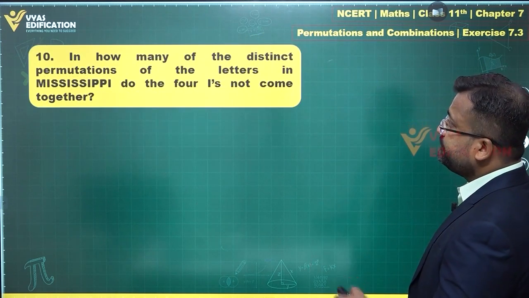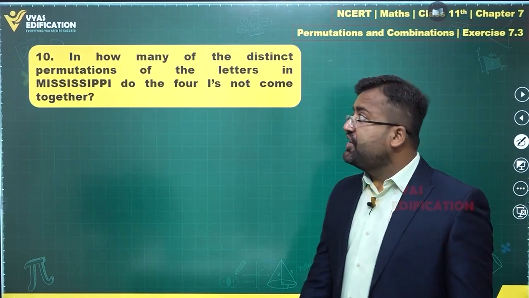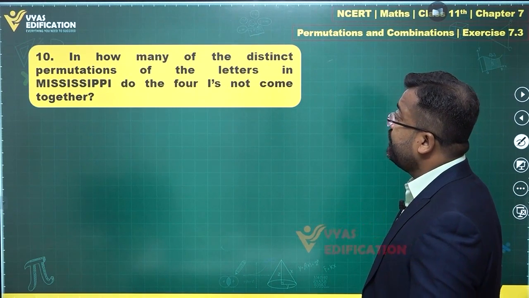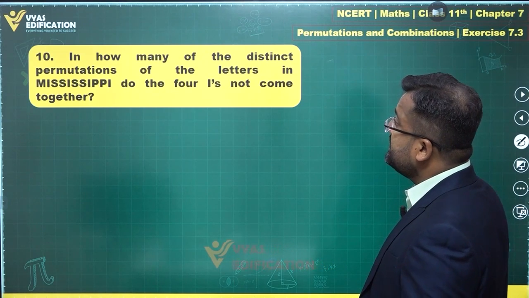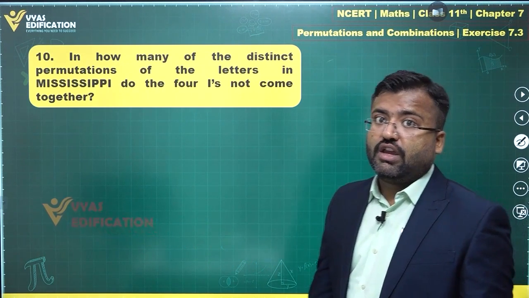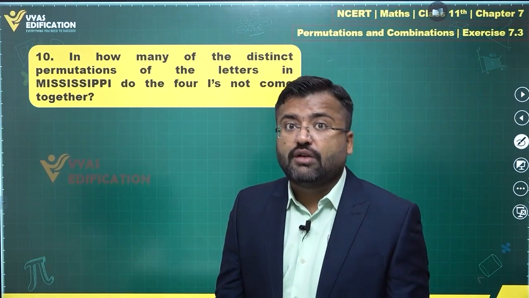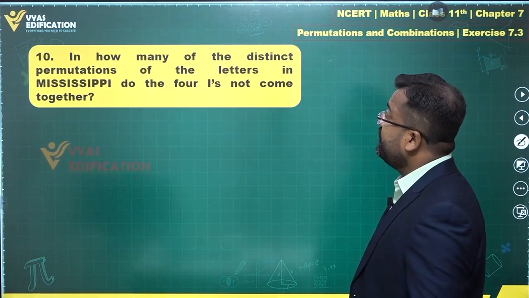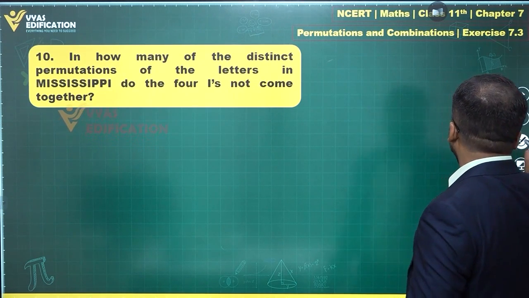Moving on to the next one, 10th. 10 says, in how many of the distinct permutations of the letters in Mississippi do the 4 I's not come together? The 4 I's do not come together. That's what the question is saying. How many of the distinct permutations of the letters in this?